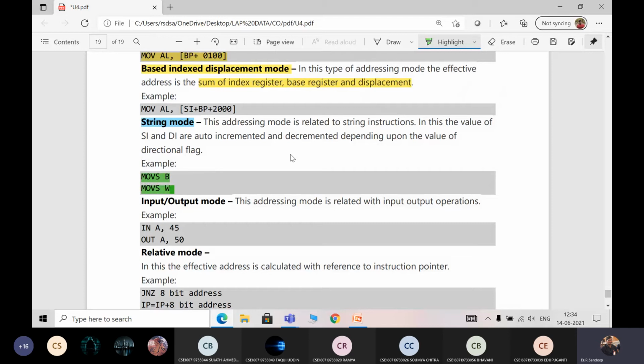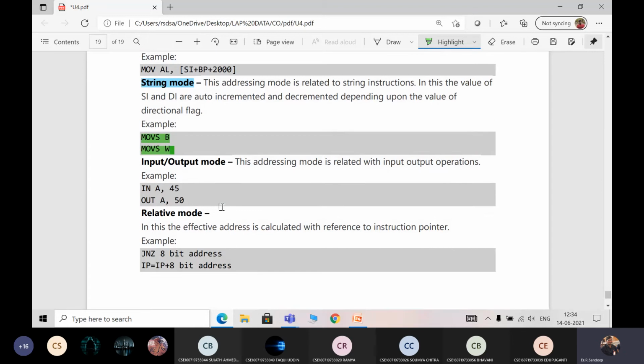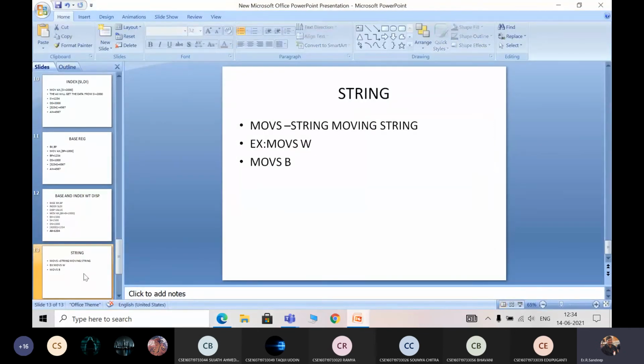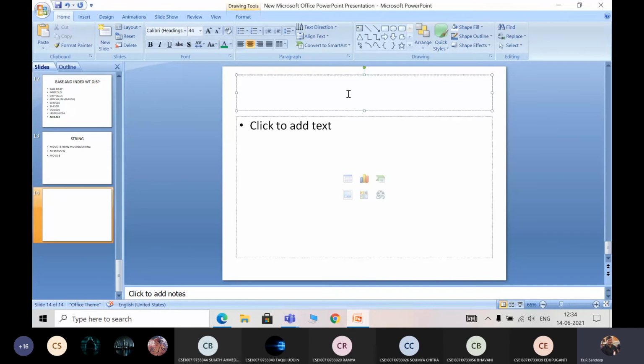So for the string addressing mode, we can make use of it directly with MOVS, moving the string value. And the next two are the input and output modes. As the name itself indicates, input data and output data. With respect to the IN and OUT instructions, we have two opcodes, those are IN and OUT.